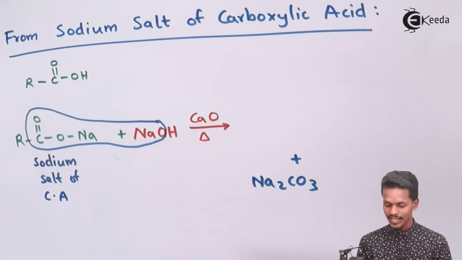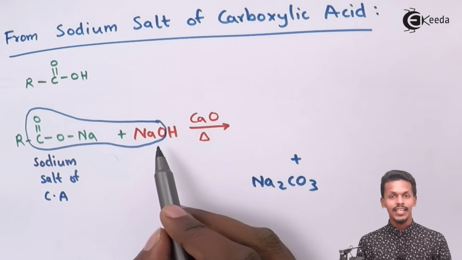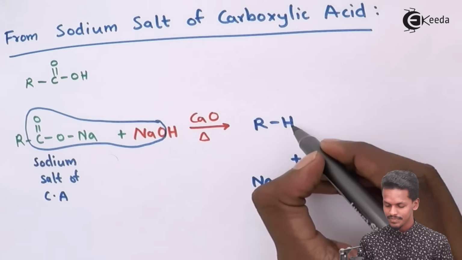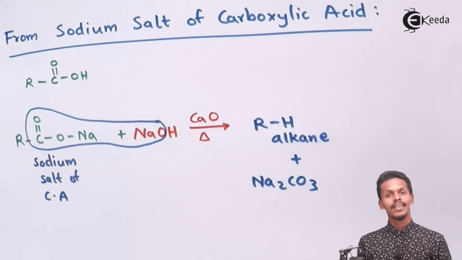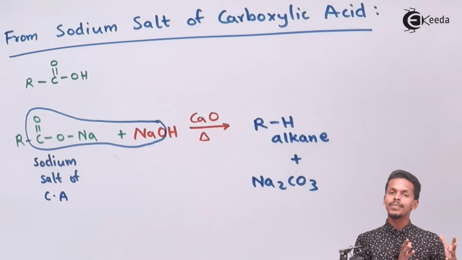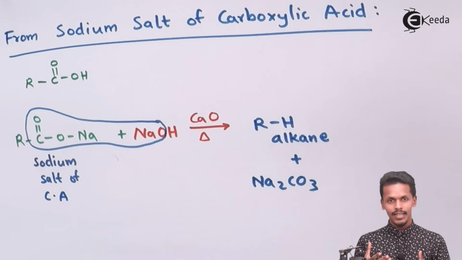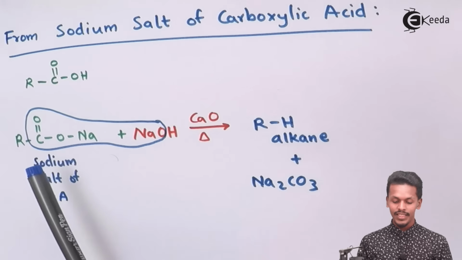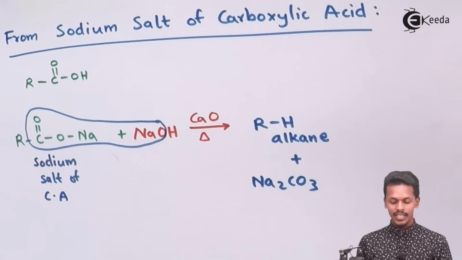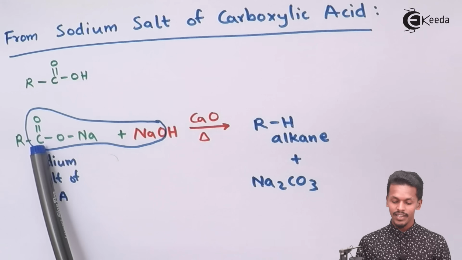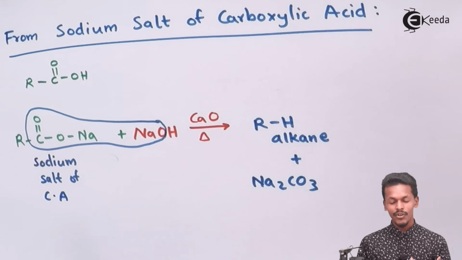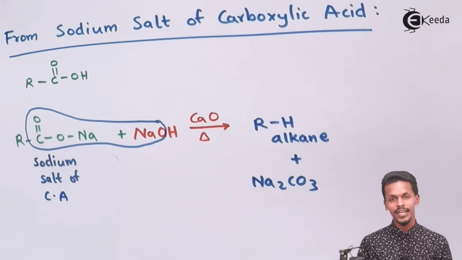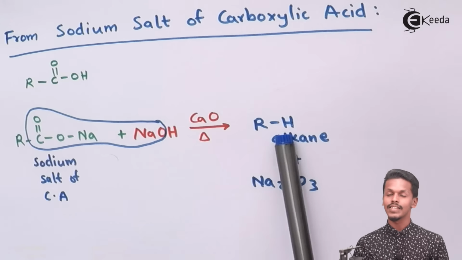So R and H, an alkyl and hydrogen, if they both combine, they will form an alkane. So this is the process where we can convert a sodium salt of carboxylic acid to its alkane. But one thing is noticeable, and what is that? This happened with a loss of carbon atom. It contained a carbon atom earlier in the sodium salt of carboxylic acid, and after introduction of sodium hydroxide in presence of calcium oxide and warming, we see one carbon atom is less in this alkane.